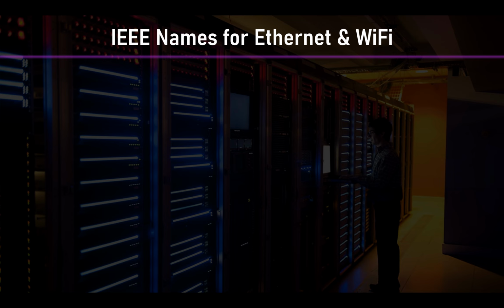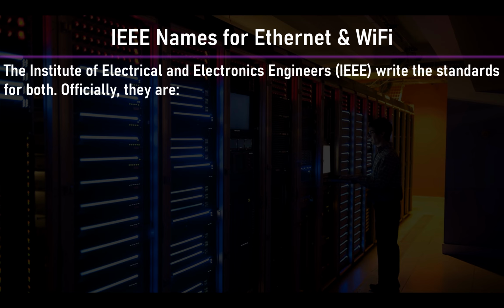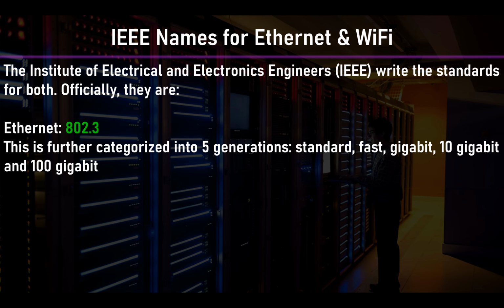Right, so then if we look at Ethernet and Wi-Fi, and in particular the IEEE, the Institute of Electrical and Electronics Engineers. In the book they mention this, although this has never been in the exam. Ethernet they just call 802.3. This is further categorized into 5 generations: standard Ethernet, fast, gigabit, 10 gigabit, and 100 gigabit Ethernet.